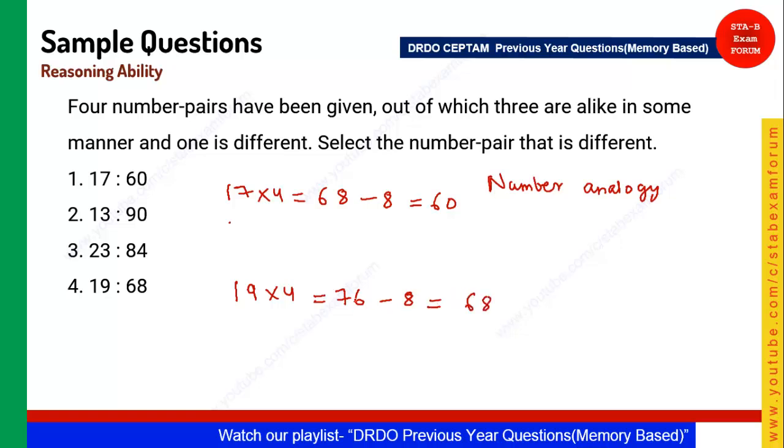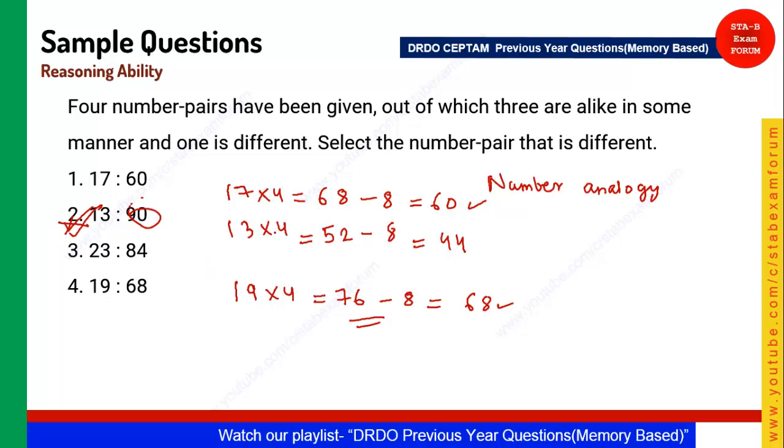68. Okay, so we got this series. So these are two alikes. We need to go further. So 13 into 4 is what? 13 into 4 is what? Yes, 52. And 52 minus 8 is what? 44. Yes, 44. But here they have given 90. So this is the correct answer for this question. Okay, option 2 is the correct answer.